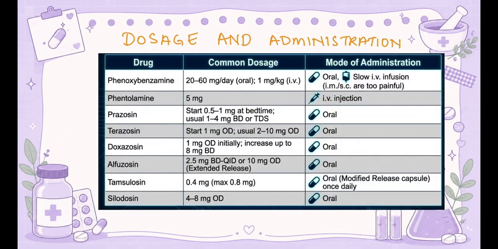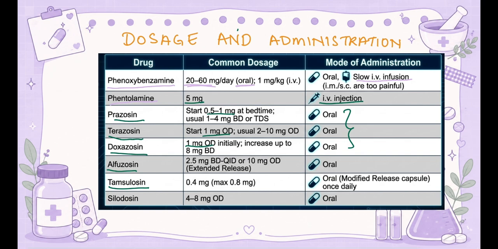When administering these drugs, dosing requires careful precision. Phenoxybenzamine is typically given orally at 20 to 60 milligrams daily. It can also be given via a slow intravenous infusion. Phentolamine is administered as a precise 5 milligram intravenous injection. The selective alpha-1 blockers like prazosin, terazosin, and doxazosin are initiated at very low oral doses. This is usually around 1 milligram. Starting low prevents sudden blood pressure drops.